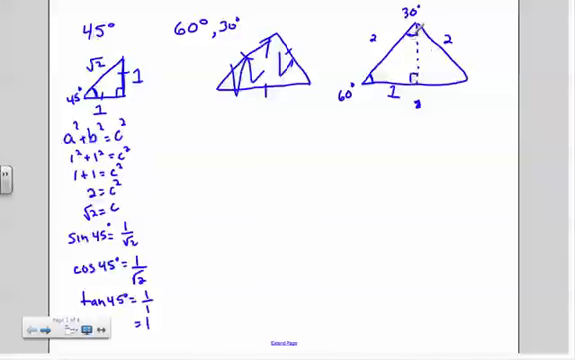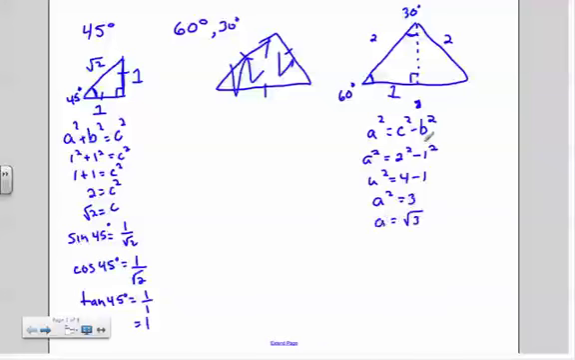Now I'm going to look for this side here. Now this isn't the hypotenuse, so I'm using a squared equals c squared minus b squared. It's just the other form of Pythagorean theorem used when you're looking for a leg. So a squared is 2 squared minus 1 squared. C is the hypotenuse, so it's the 2. The other side is the 1. So a squared equals 4 minus 1. A squared equals 3. So a equals the root of 3.